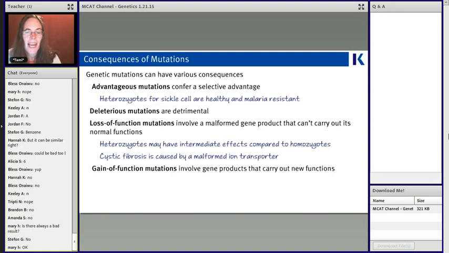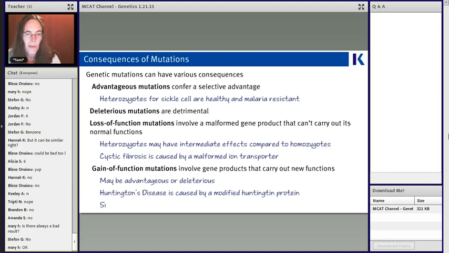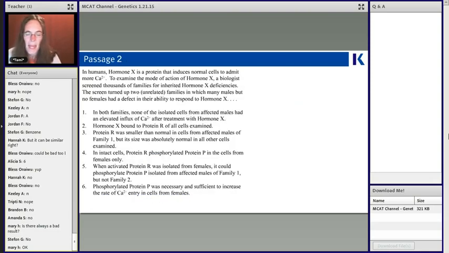We could have gain of function mutations. So we now have new functions. Some can be good, some can be bad. Huntington's disease is caused by a modified protein. Some gout is caused by overactive uric acid. So depending upon what, we can have different types of things going on. Always remember that. Now, we're going to look at passage 2 really quickly together.